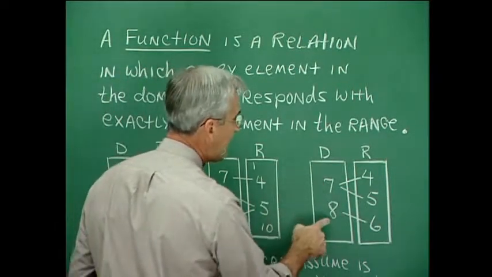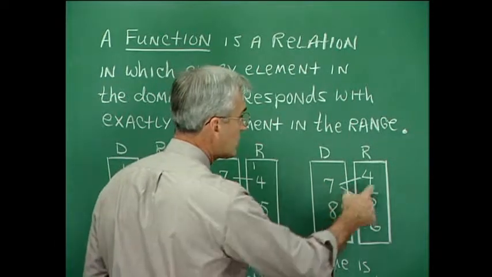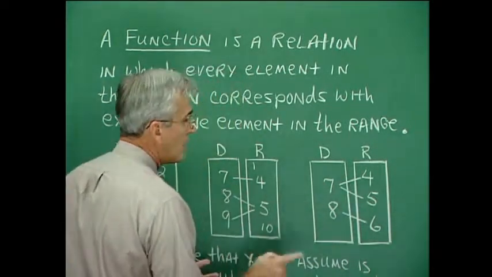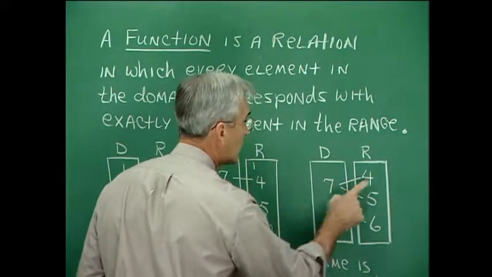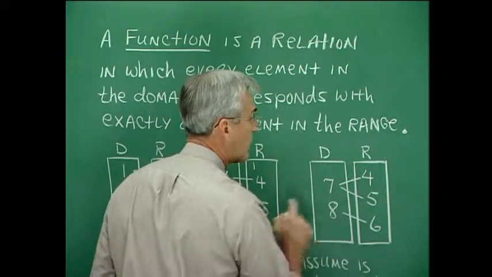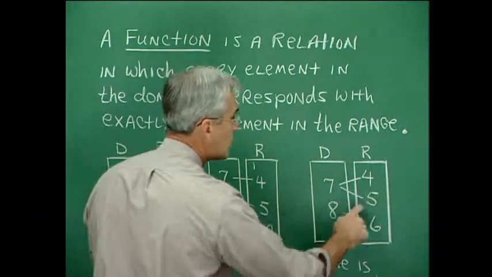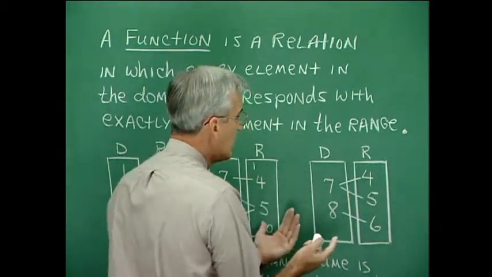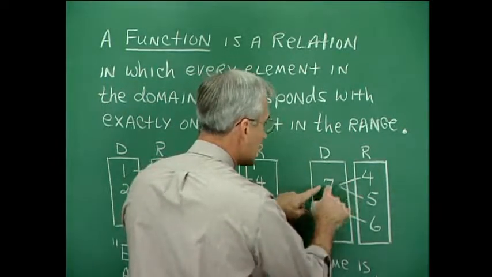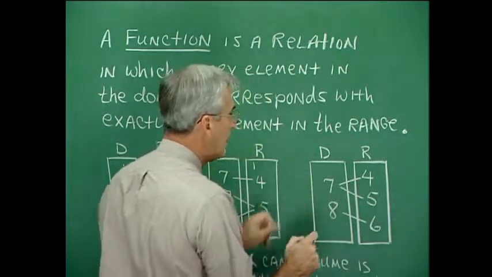All right, here's an example of a non-function relationship. We have 7 and 8 in our domain, and the range consists of these elements. And the correspondences are 8 corresponds with 6, 7 corresponds with 4, 7 also corresponds with 5. And this situation is what causes this to be not a function relationship, because 7 corresponds with 2 items in the range.